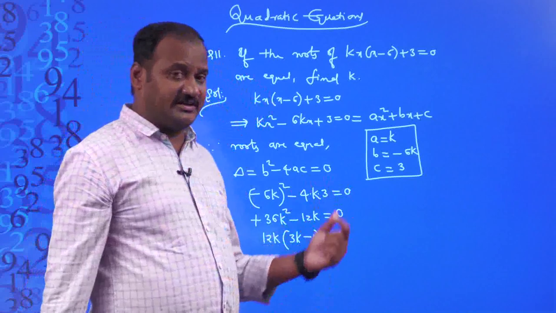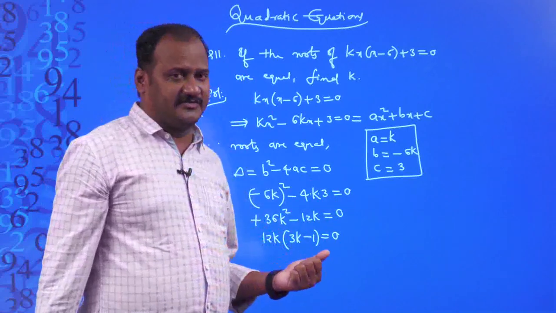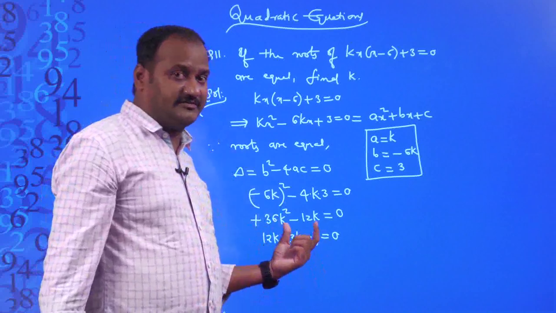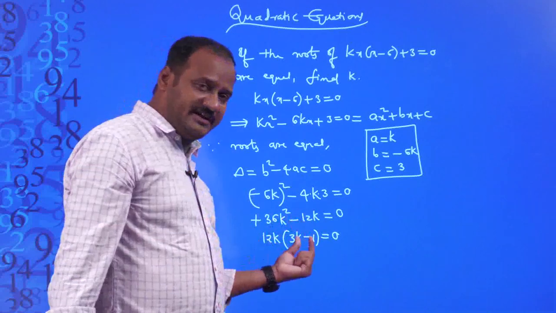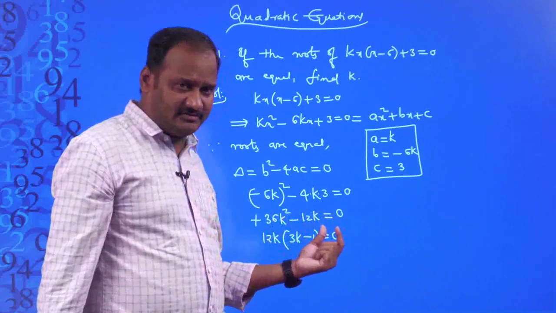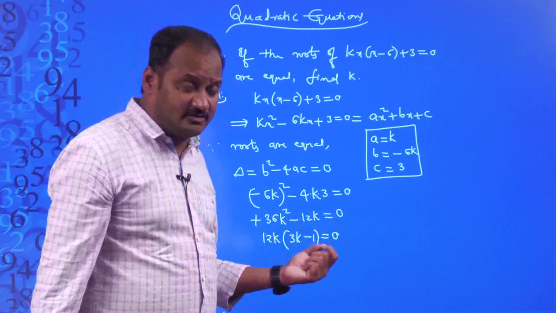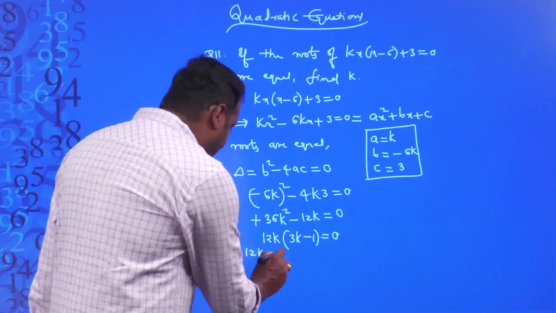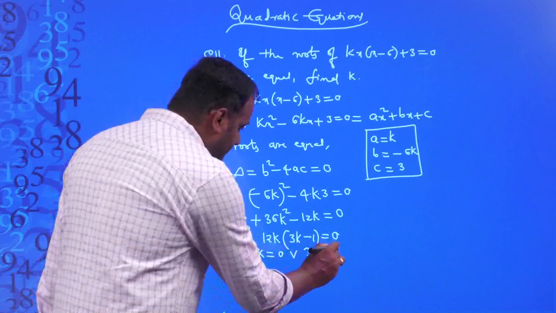Shall we transpose 12k to that side? We should not do that, because we are going to find the value of k only. So you will have to think about the possible values of k, right? See here, 12k multiplied by 3k minus 1 is equal to 0. Means what? Product of two terms is equal to 0. When the product of two terms is equal to 0, either the first term is equal to 0 or the second term, 3k minus 1, is equal to 0.